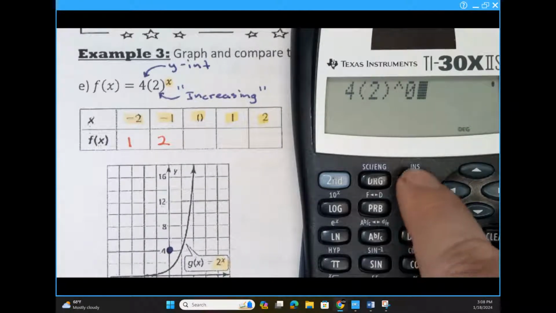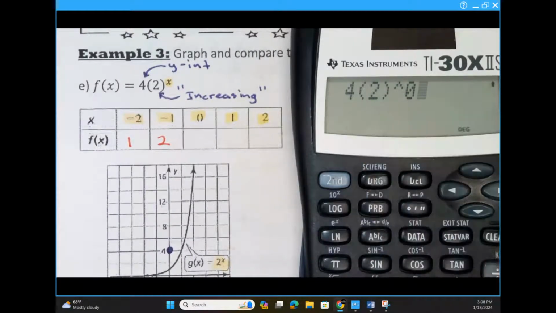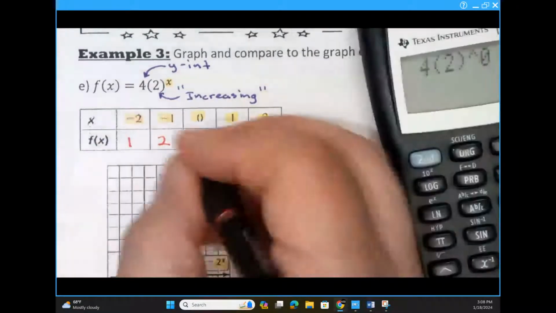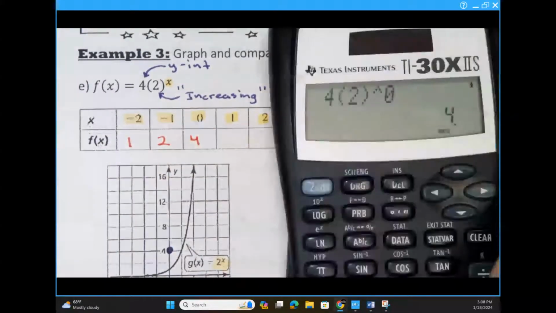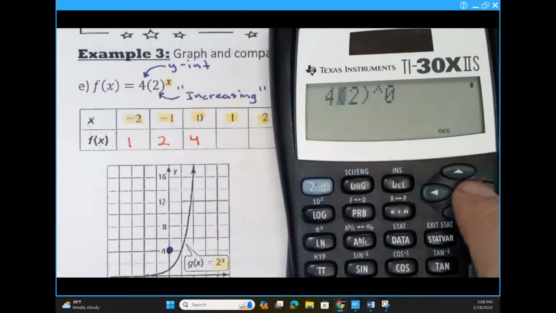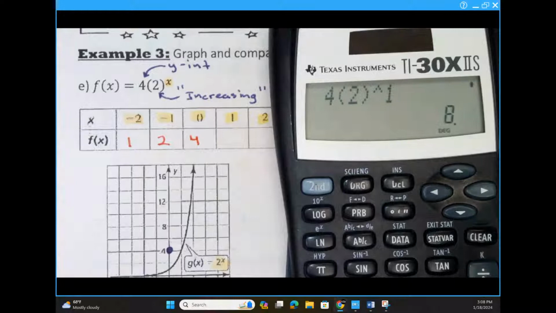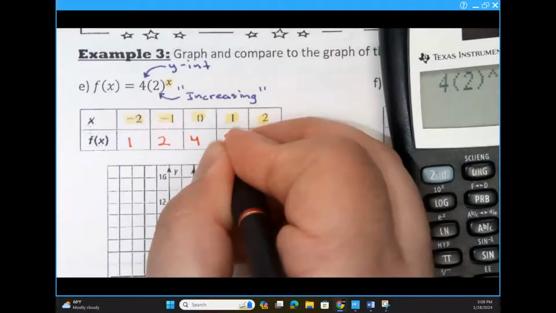There's a delete button right there. There it is, power 0 now. Look, we already know the answer is 4. That's called my y-intercept. There's the 4. All right, well, let me go back up there again. Move it over. Put a 1 now. And there it is. There's my answer, 8.